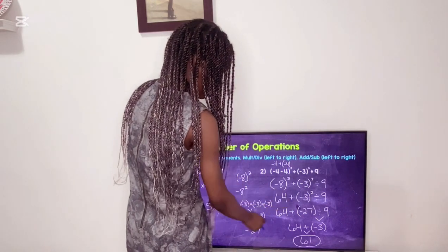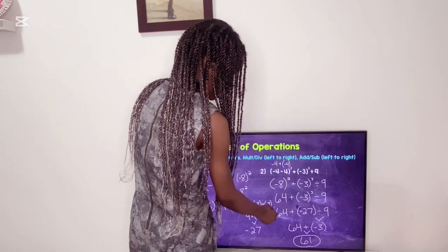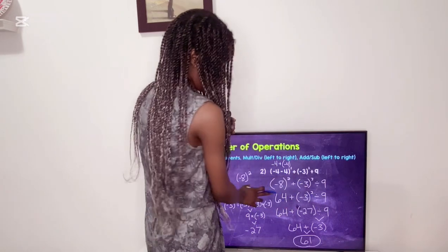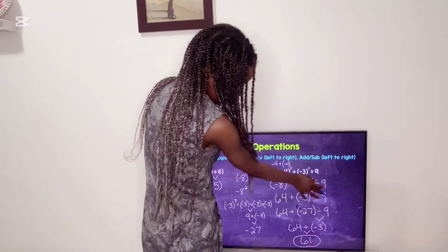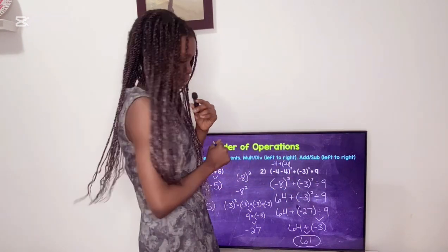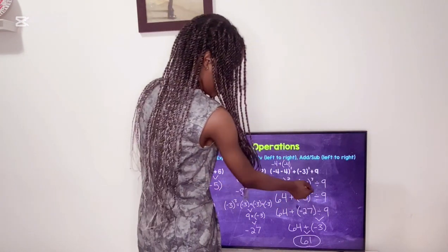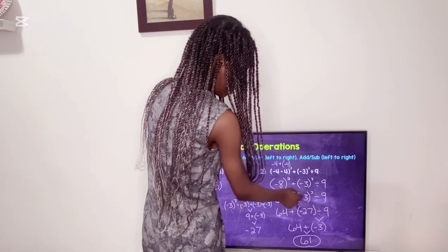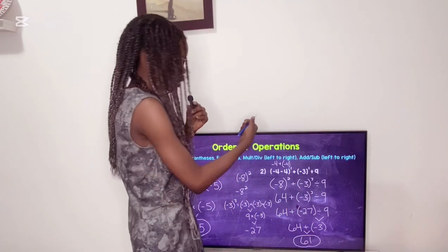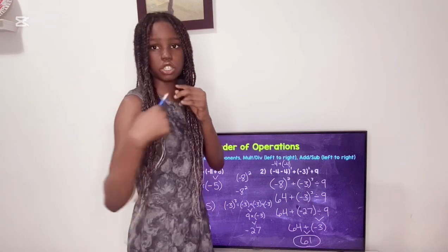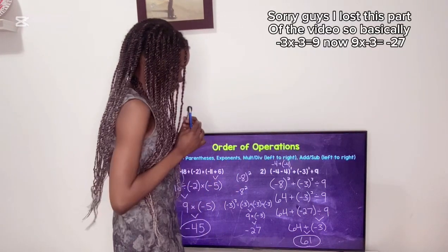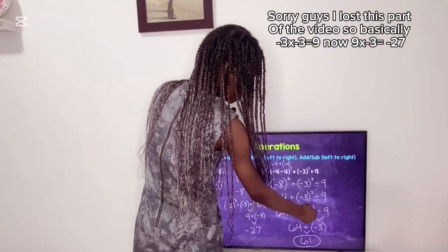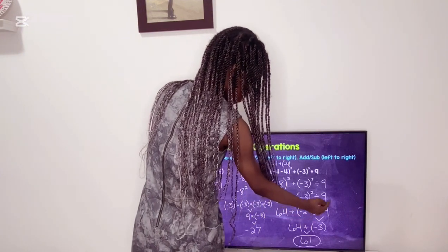So 64. Now we'll bring down the ones we haven't used. So now what do we do next? Because we're technically done with these ones, okay? So now we have to solve these ones. What do we do next here? Again, exponents. We do -3 raised to the power of 3 because exponents come before multiplication, division, addition, subtraction. It's going to give us a -27. Now cover the bracket, divided by 9.